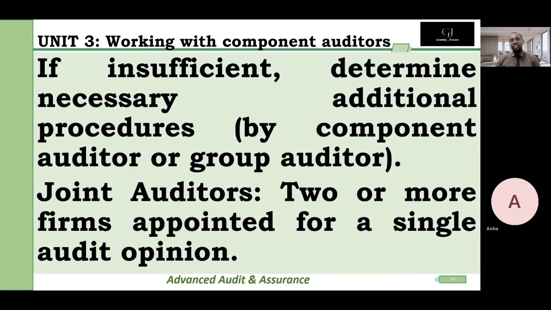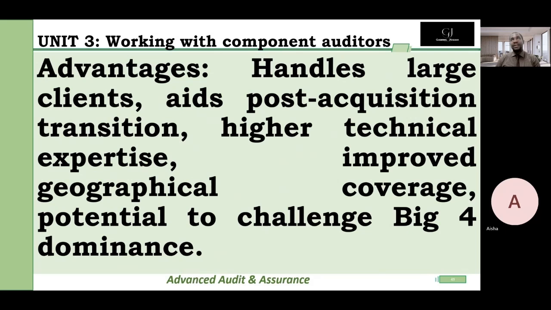The advantages of joint audits is that they cover large clients and it aids post-acquisition transition. They help coverage very seamlessly, and higher technical expertise and improved geographical coverage are advantages of joint audits.